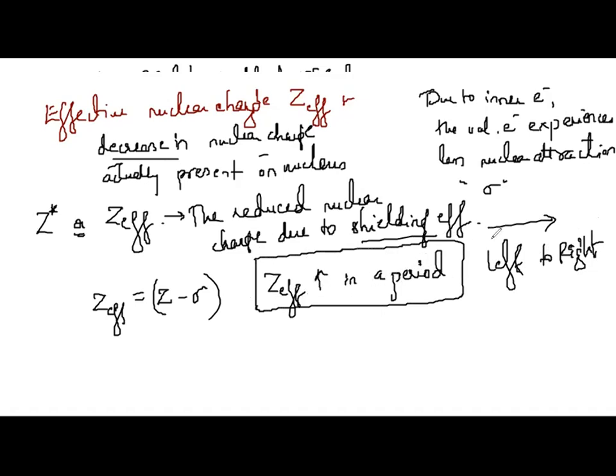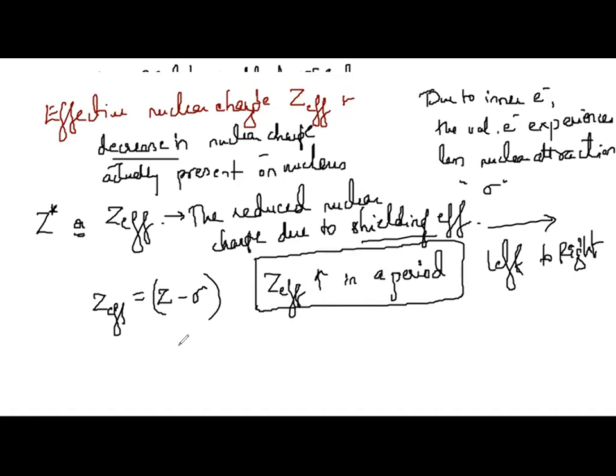So effective nuclear charge across the period increases. When effective nuclear charge is increasing, it means the decrease in the nuclear charge is increasing. So the electron is held more strongly.